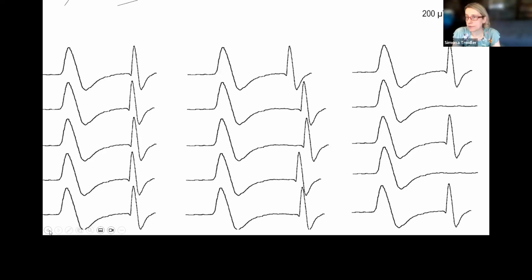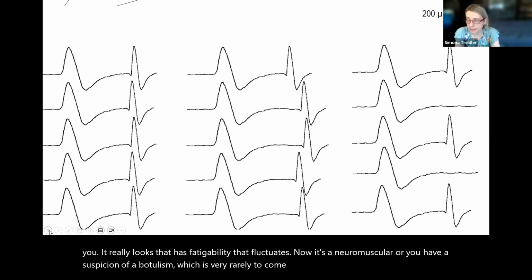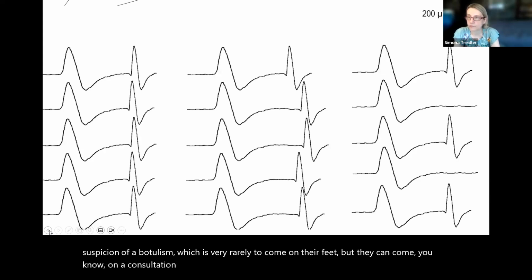Yes, you can always ask for a single fiber EMG when you have a case that's bothering you. It really looks like it has fatigability that fluctuates, or it's a neuromuscular case, or you have a suspicion of botulism, which very rarely comes on their feet. But if they can come for a consultation, you always have to look for the autonomic dysfunction.